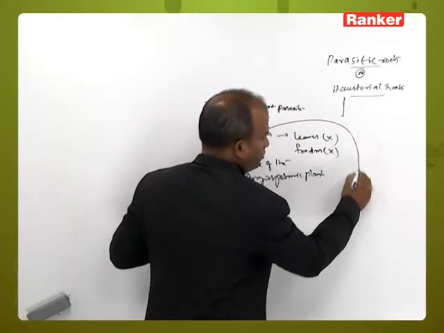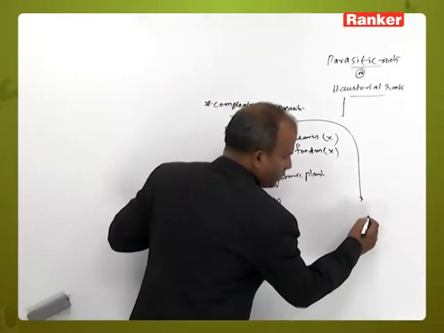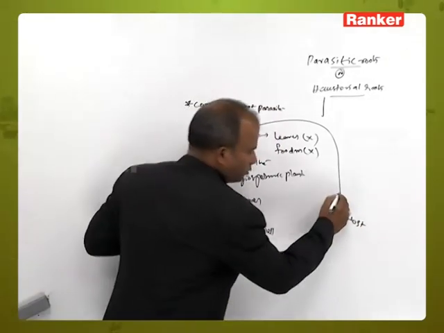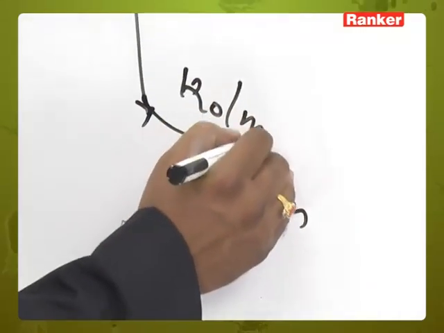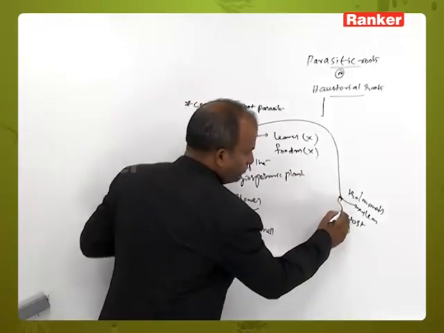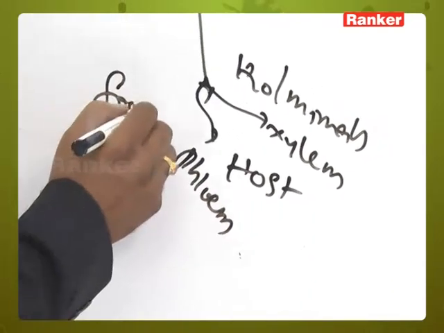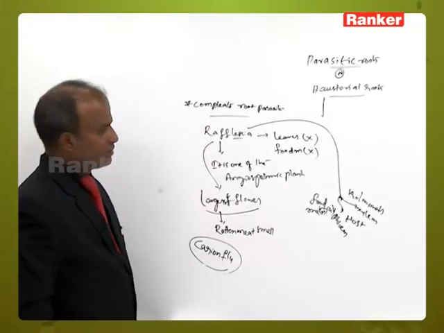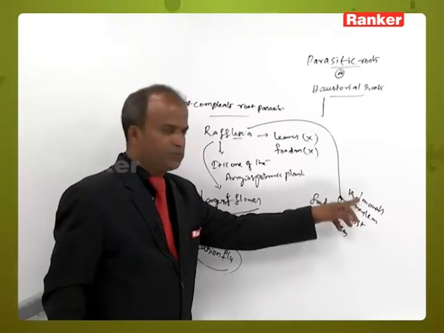The haustorial roots of Rafflesia penetrate into the host. Into which parts? Into the xylem, in order to absorb water and minerals, and into the phloem, in order to absorb food materials. In order to absorb which materials? Food materials.